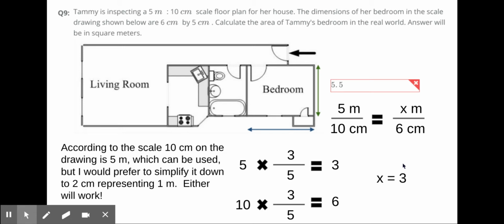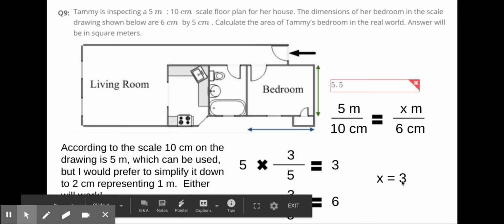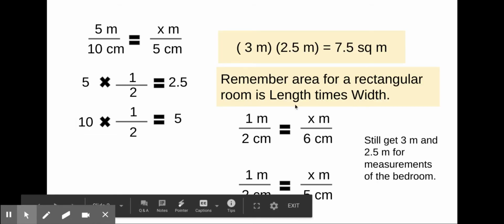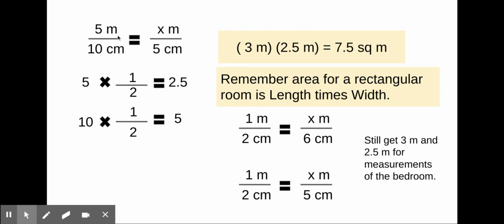Now, if we go to the next slide, we're going to see 5 meters, 10 centimeters, and we ask, what's 5 centimeters? Well, 10 times 1/2 equals 5. So what's half of 5? Half of 5 is 2.5. So we've got 3 meters times 2.5 meters to get 7.5 square meters. Remember, area for a rectangle or room is length times width.